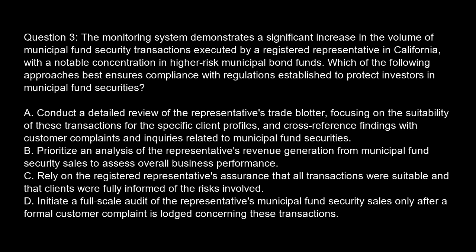Option A. Conduct a detailed review of the representative's trade blotter, focusing on the suitability of these transactions for the specific client profiles, and cross-reference findings with customer complaints and inquiries related to municipal fund securities. Option B. Prioritize an analysis of the representative's revenue generation from municipal fund security sales to assess overall business performance. Option C. Rely on the registered representative's assurance that all transactions were suitable and that clients were fully informed of the risks involved. Option D. Initiate a full-scale audit of the representative's municipal fund security sales only after a formal customer complaint is lodged concerning these transactions.